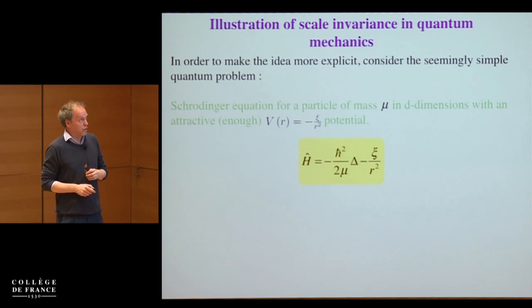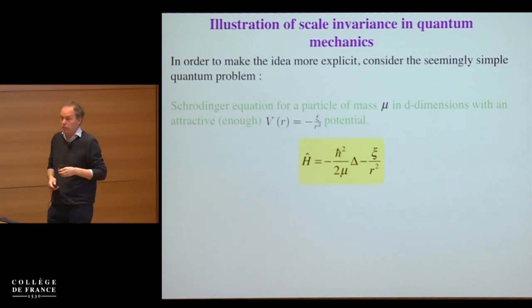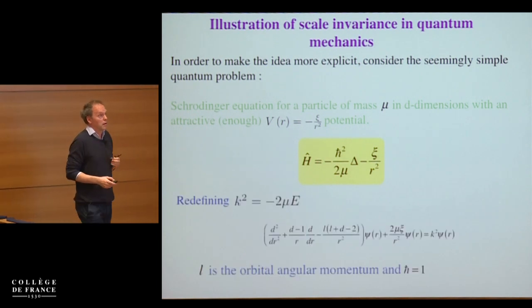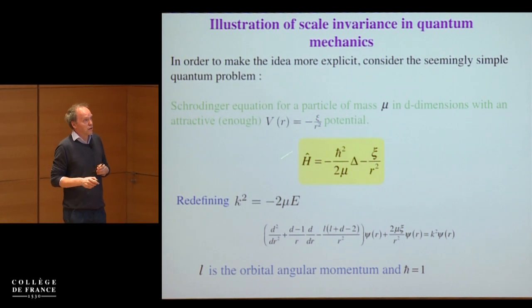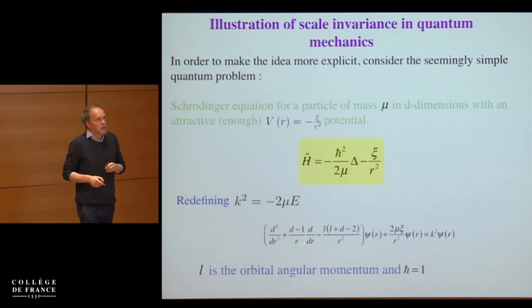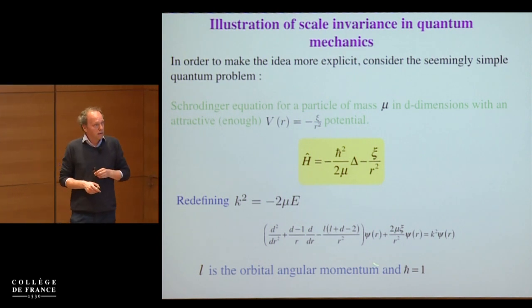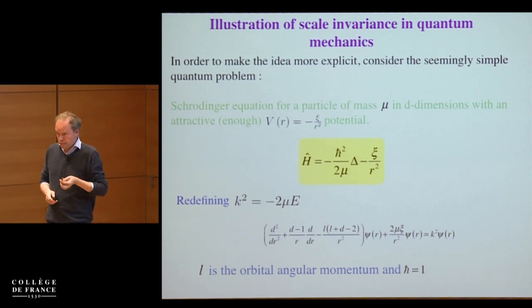So it's not a Coulomb potential. The Hamiltonian of this problem is this. It's a very simple problem. Okay? And by redefining the energies, we can just rewrite the Schrödinger equation associated with this Hamiltonian in that form, where L here is the orbital angular momentum, and I took h bar equal to 1.